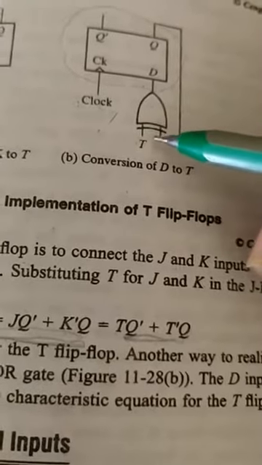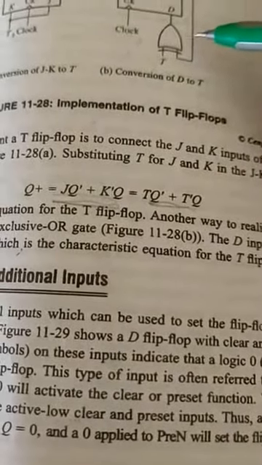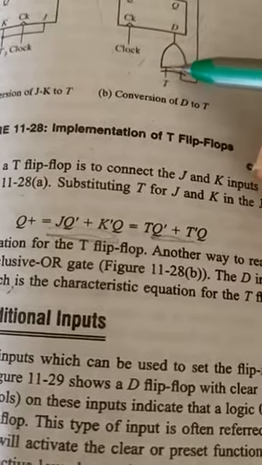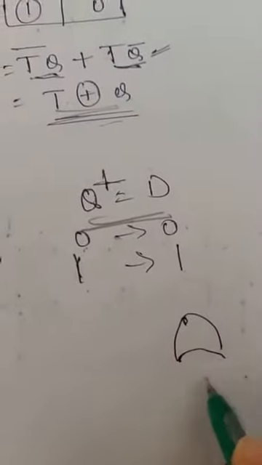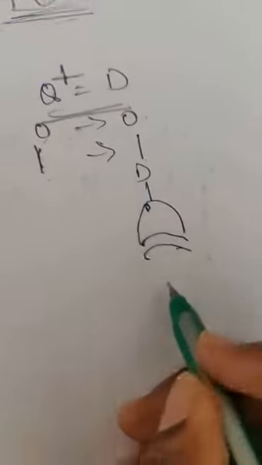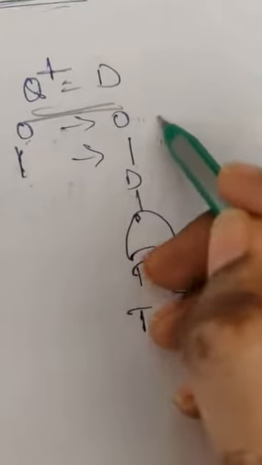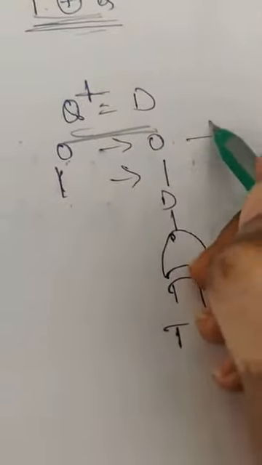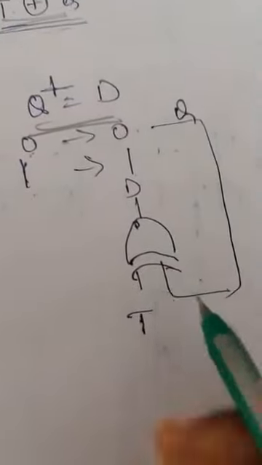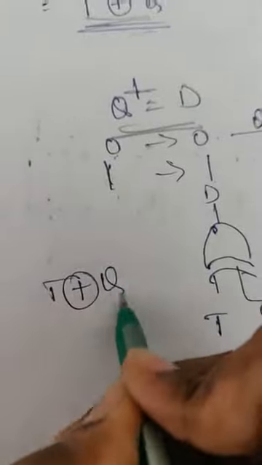So what happens now? This is an exclusive OR gate. This is how it looks, right? This is connected to D. One input is T, another input is from Q. This is Q actually. This can be written as T exclusive OR Q.